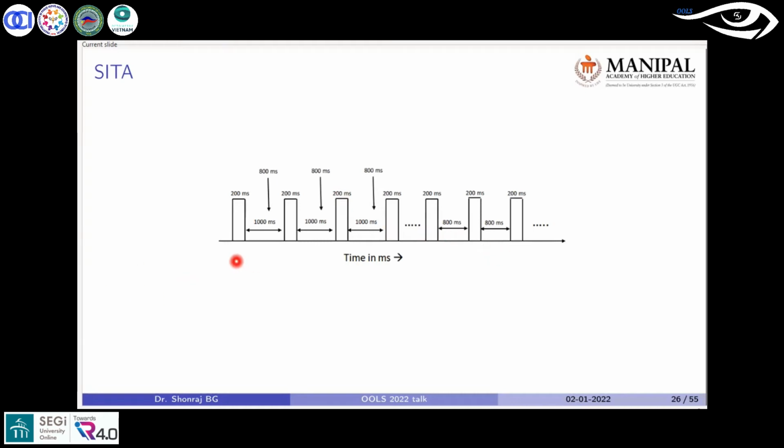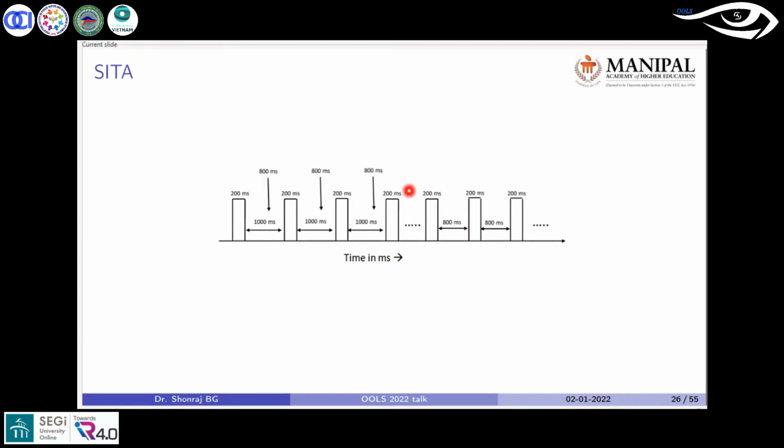Now, let's say for the first few stimulus presentations, you notice when the patient is giving the response. For example, I show a stimulus for 200 milliseconds, and I wait to see when the patient responds, and then I show the next stimulus presentation. Let's say this particular patient is responding at 800 milliseconds, 800 milliseconds, 800 milliseconds. Then I know this patient is responding at 800 milliseconds. So instead of waiting 1000 milliseconds for the next stimulus presentation, let me shorten this window to 800 milliseconds.